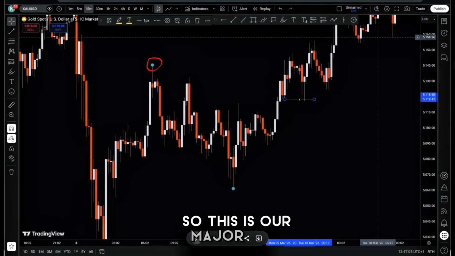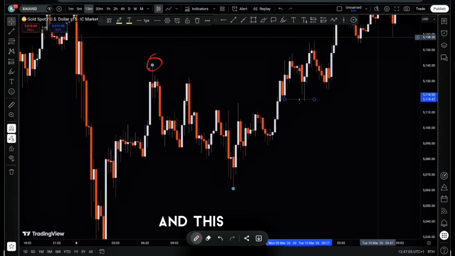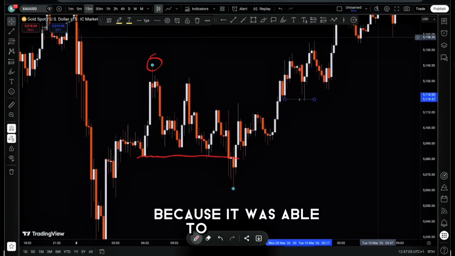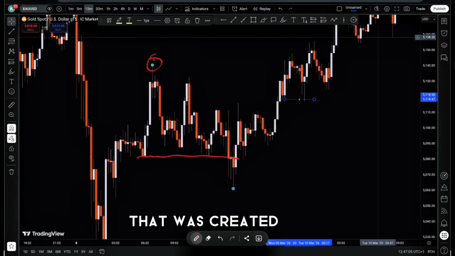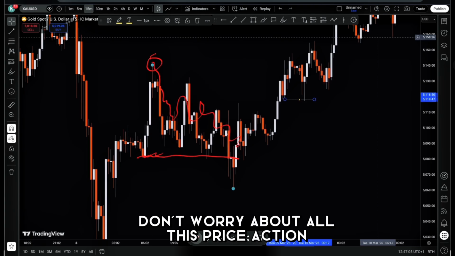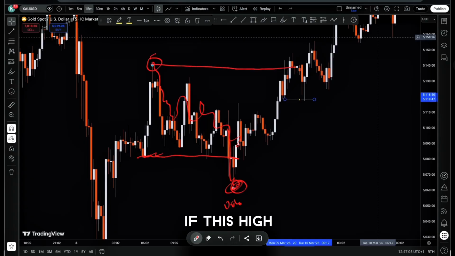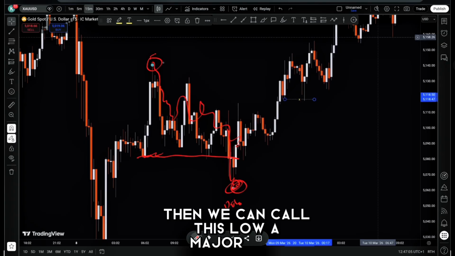So this is our major high, and as I'm even doing, you are learning the structure bit by bit. And this becomes a major high because it was able to take out this low that was created before that high. So since that low is taken out, this becomes a major high. Don't worry about all this price action. It will create a low. This low becomes a valid major low if this high is taken out. So when that high is taken out, then we can call this low a major low.